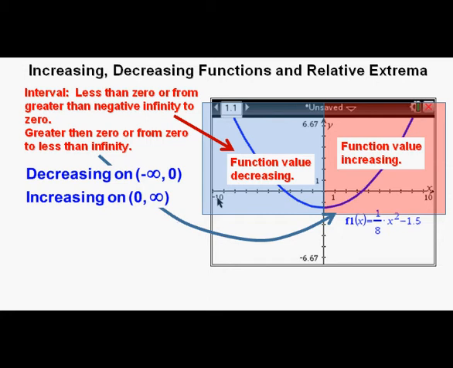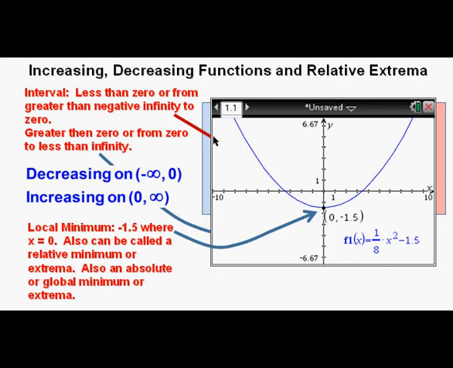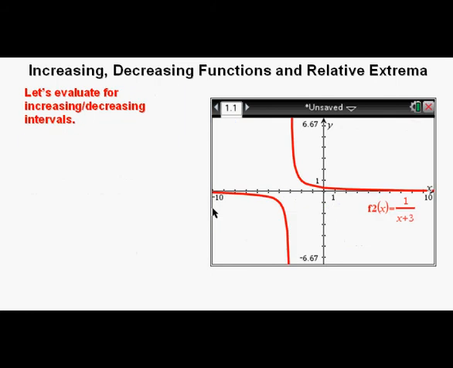For this function, we also have a local minimum of negative 1.5 where x equals 0. This value of negative 1.5 can also be called a relative minimum or extrema. And since this value is the smallest value of the entire function, we can also call this an absolute or global minimum or extrema. Let's look at another function.